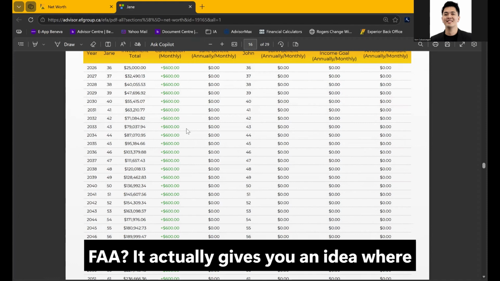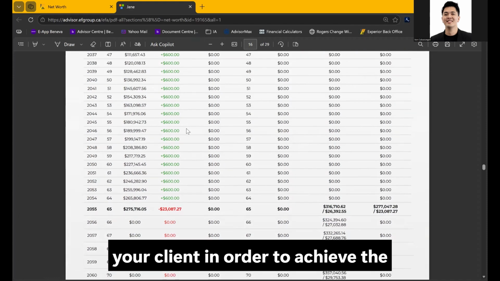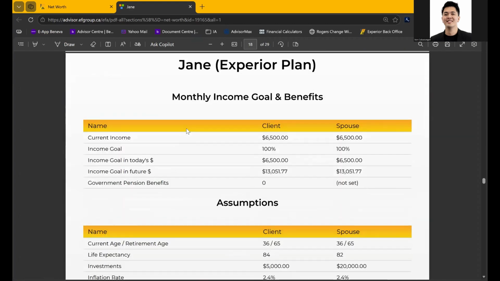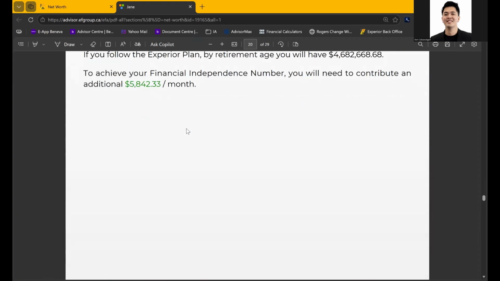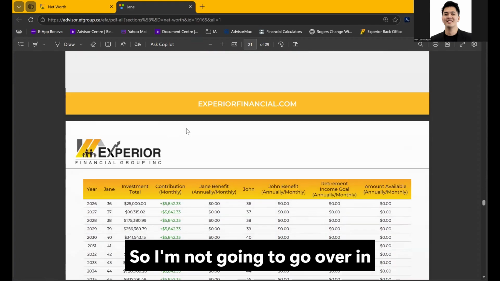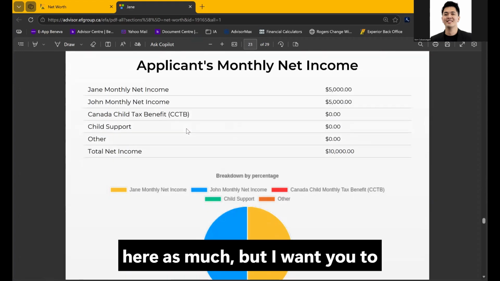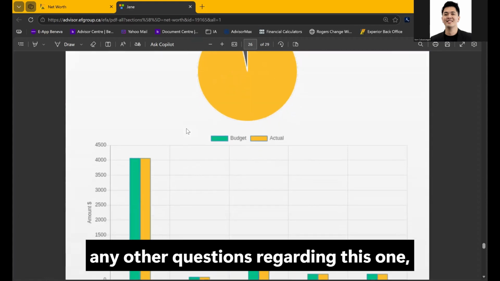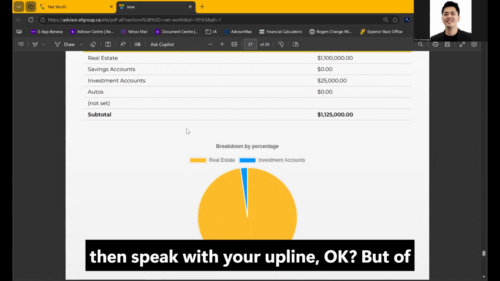Isn't that amazing for the EFA? It actually gives you an idea for your client in order to achieve the retirement that they would like to have. So I'm not going to go over it here as much, but I want you to see it for yourself. And if you have any other questions regarding this one, then speak with your upline.